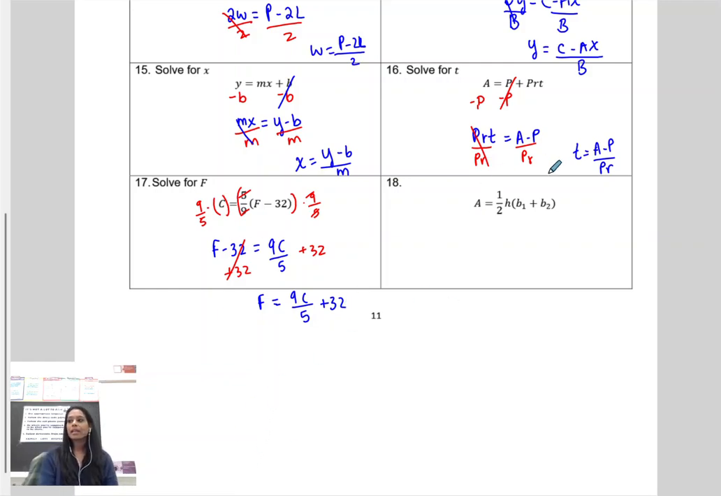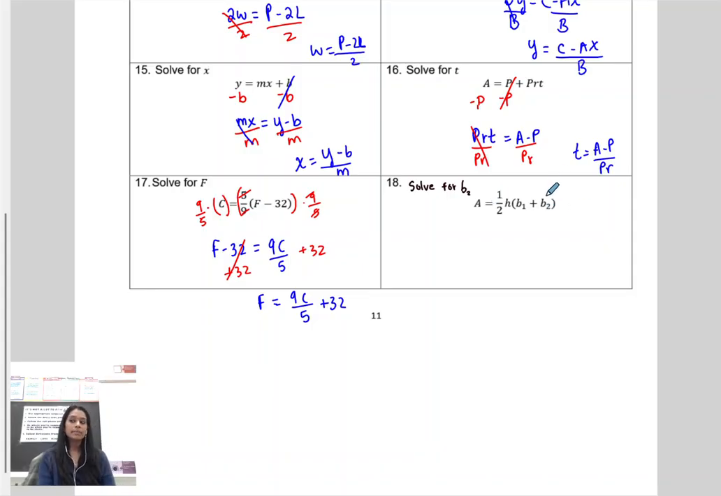Okay. And then the last problem here, it doesn't tell me what to solve for. So let me solve for, I could say H, let me say B2. I think I've kind of seen this problem come up. I'll just say B2. So B2 is inside the parentheses.